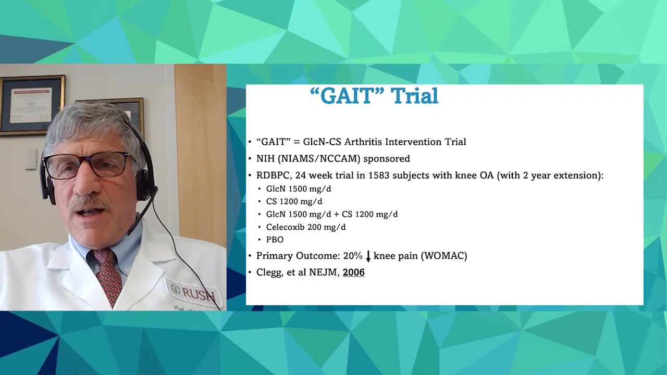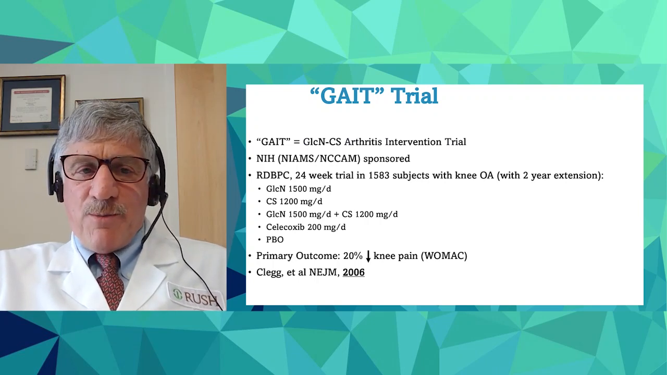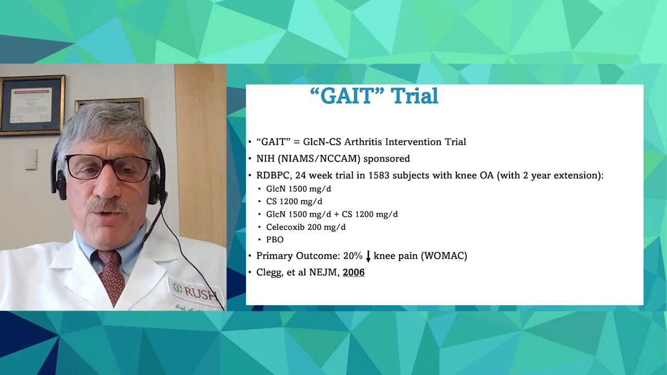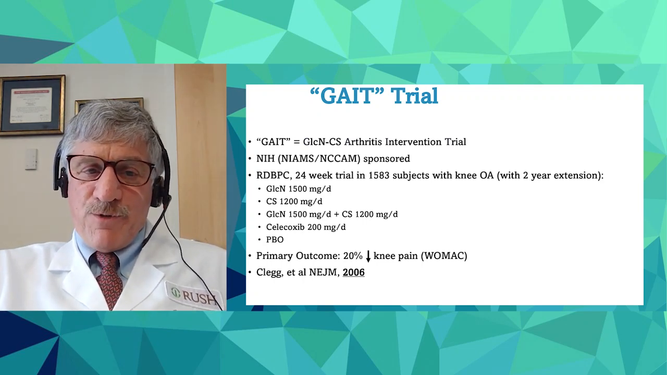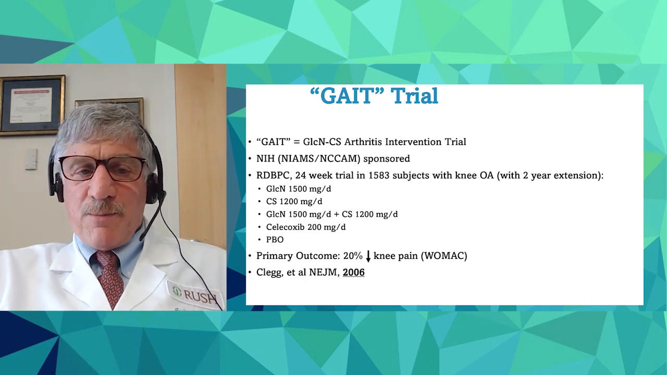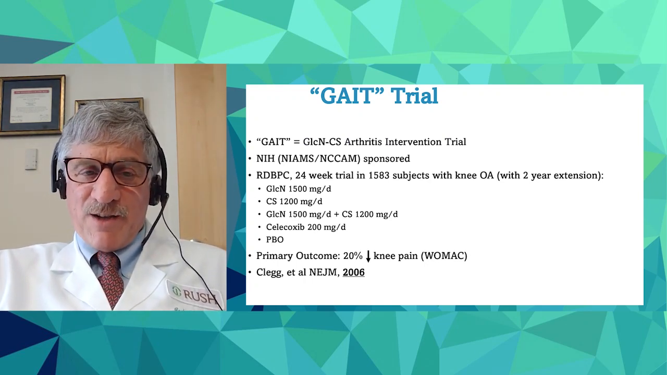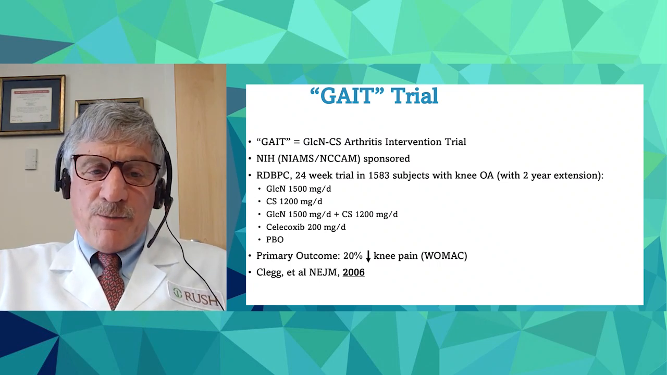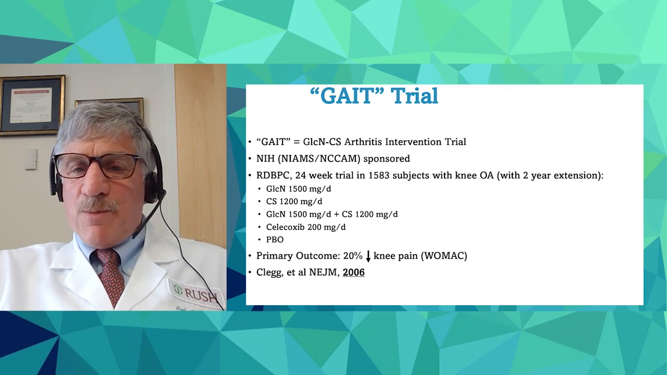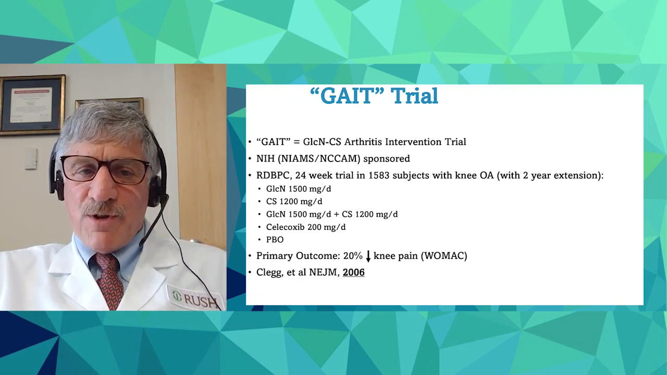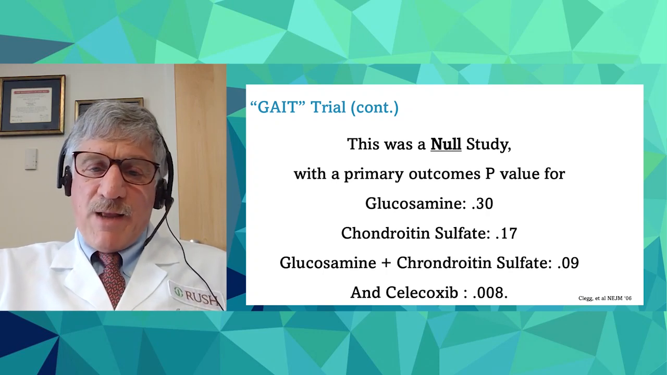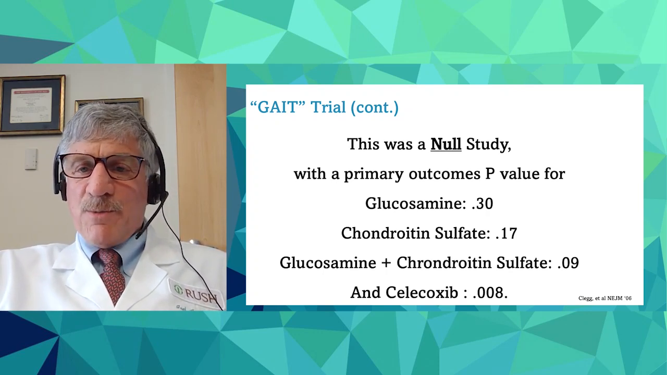However, because of all the controversy, the NIH commissioned a well-controlled randomized double-blind trial of glucosamine versus chondroitin versus the combination glucosamine and chondroitin with both a placebo control and a positive non-steroidal coxib control, celecoxib. The primary outcome was significant pain relief. The results of this study were published almost 20 years ago in the New England Journal. It was an entirely null study. Both glucosamine and chondroitin and the combination themselves were indistinguishable from placebo.